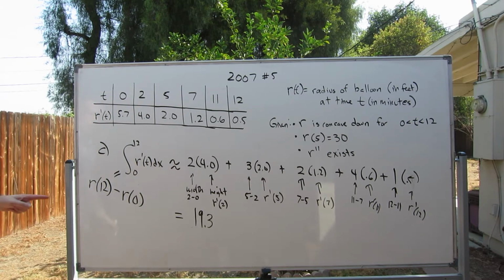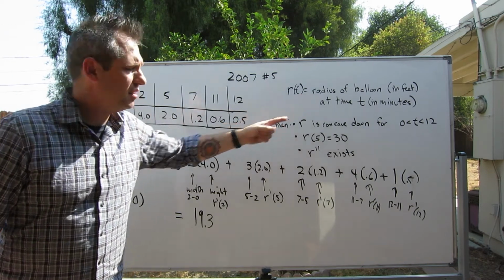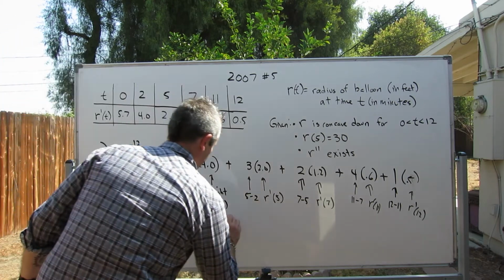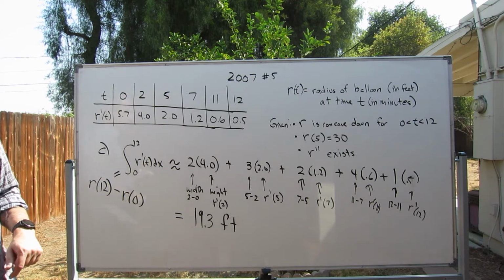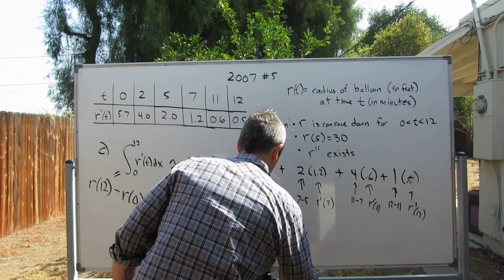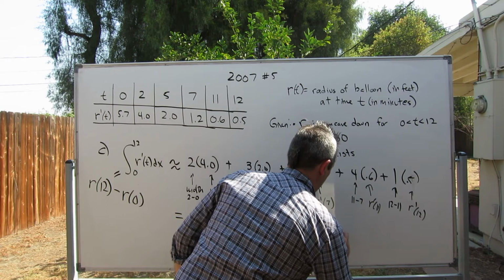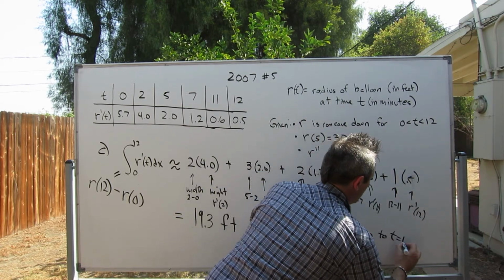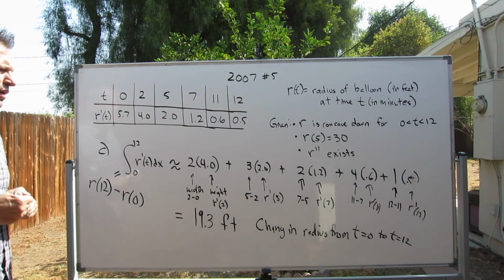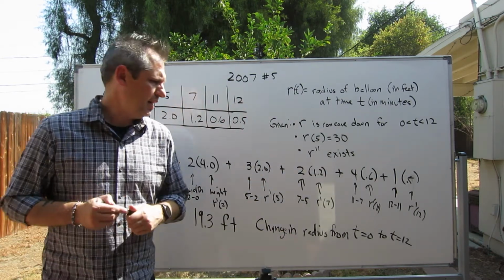So you should note that this is the difference between two r values, which are radii in feet. And so this is measured in feet, definitely. And what this represents is the change in the radius from time 12 to time 0. This is the change in radius from time t equals 0 to t equals 12. And so that would be my answer to this.